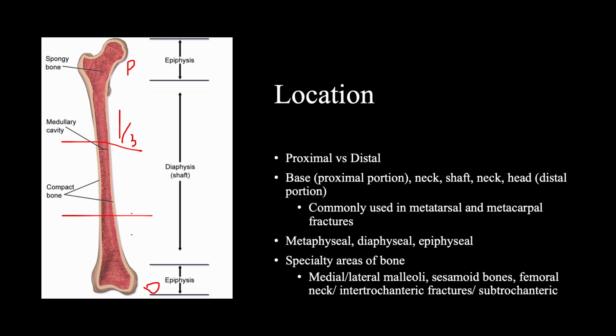Specialty areas of the bone. The medial and lateral malleoli, any sesamoid bones, the femoral neck, intertroch fractures, subtroch fractures. Those are very common, the intertroch, femoral neck, and the subtroch in elderly patients who have a fall at home. So those are specialty areas of the bone. That'll be up here. And then that would be the femoral neck, which would be here. The intertroch fractures would be anywhere between the greater trochanter and the lesser trochanter, so anywhere in this area. And the subtrochanteric fractures would be anywhere here, or if it doesn't go quite to the greater trochanter. So there's a lot of different locations. As long as you can get your point across and the person you're talking to knows exactly where on that bone the fracture occurred, that's all right.